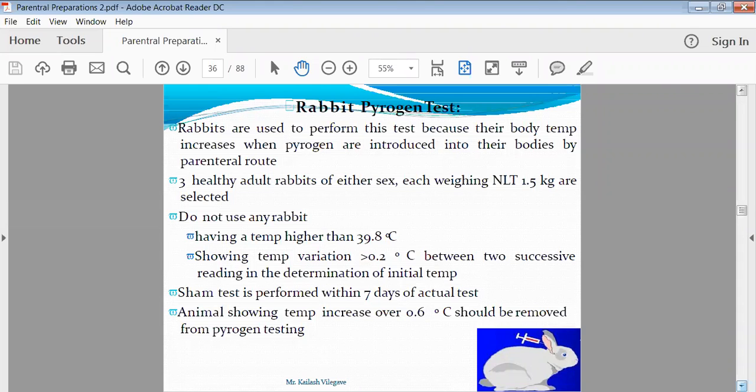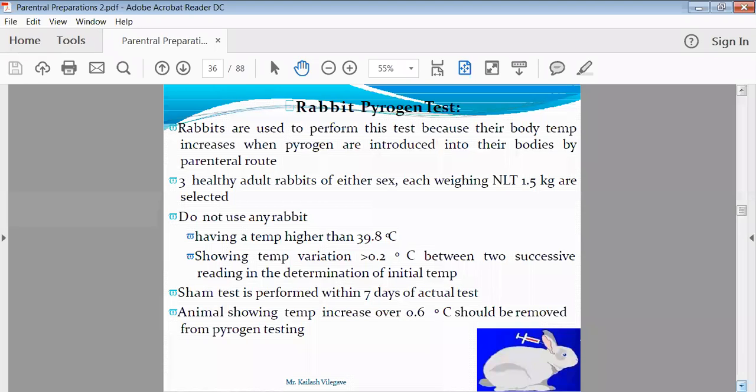Then a rabbit which already has a higher temperature, suppose due to some other problem, should not be used. So initially it is stated that the rabbit should be healthy, free from any kind of disease or problem. Then only can we get an accurate result of the test. Such rabbits we have to select for the test.